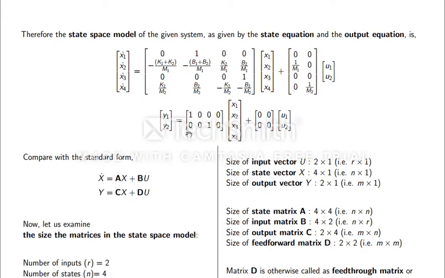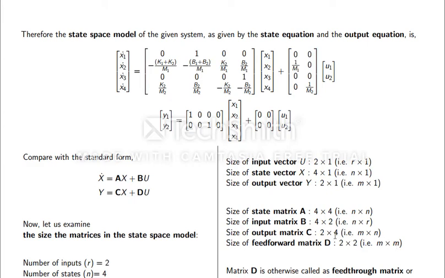Output matrix is this one. You can see that number of rows is equal to the number of outputs, whereas number of columns is going to be equal to number of states. For our case, the size is 2 cross 4, or in general I can say m cross n, where m is the number of outputs and n is the number of state variables. And the feed forward matrix D, this is the one, and you can see the number of rows is equal to number of outputs, and number of columns is going to be equal to number of inputs. So here we have got the 2 inputs and 2 outputs, therefore the size is 2 cross 2, and m cross r. There is a mistake, this should be m cross r. Okay.